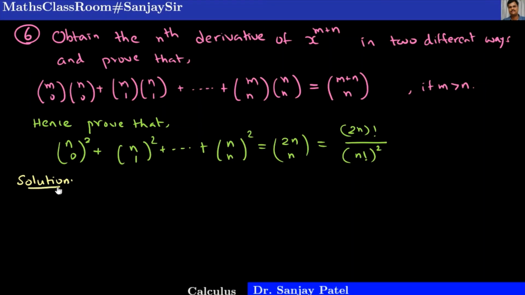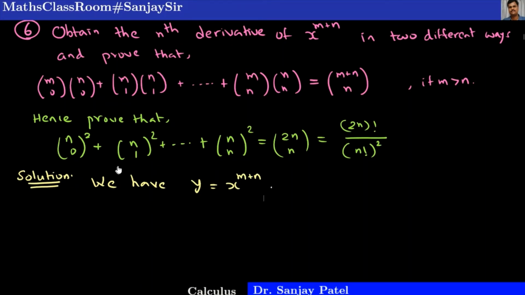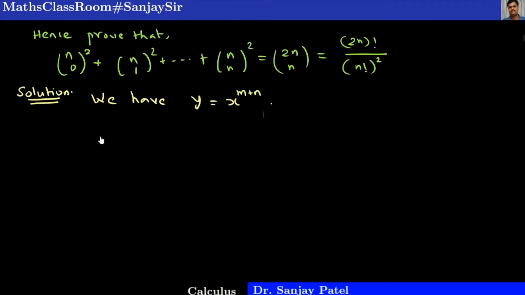What is asked is to differentiate this in two ways, x raised to m plus n, that is the given function. So we have y is equal to x raised to m plus n. This is the function given. Now we'll try to differentiate this in two ways. Now what are these two ways?